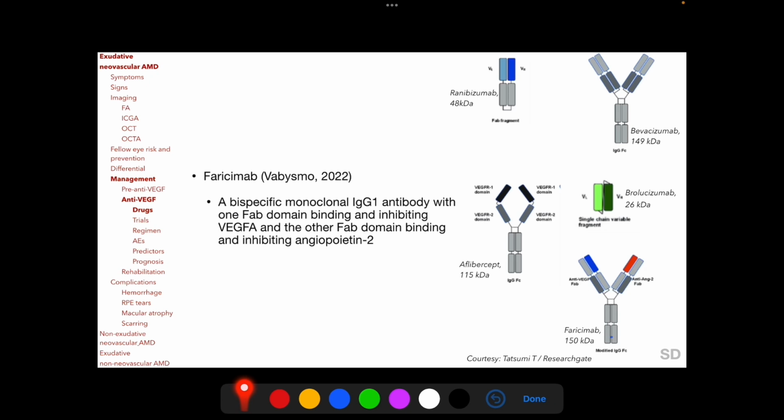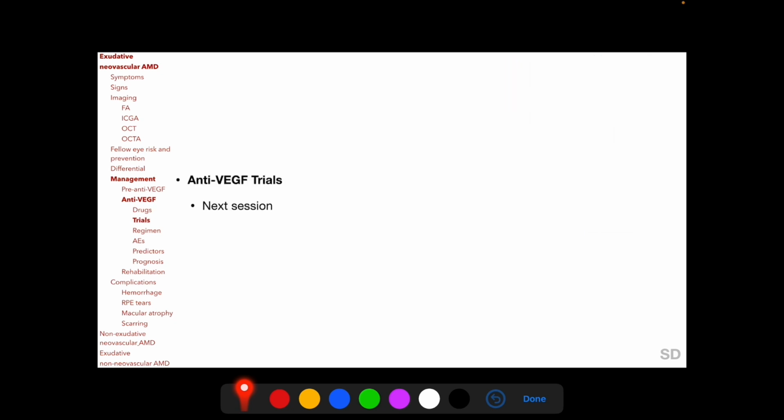Faricimab is the latest among available anti-VEGFs to be approved and is a bispecific monoclonal IgG1 antibody with one antibody fragment binding and inhibiting VEGF-A and the other antibody fragment binding and inhibiting angiopoietin-2, which also contributes to angiogenesis. So among the currently available anti-VEGF molecules, bevacizumab and faricimab are complete immunoglobulin molecules, while ranibizumab and brolucizumab are Fab fragments, and aflibercept is a combination of VEGF receptors along with the Fc fragment of immunoglobulin. We will be discussing the anti-VEGF trials in the next session.